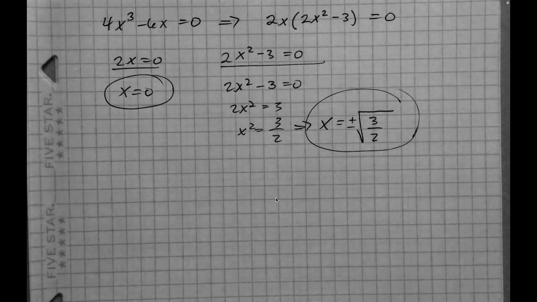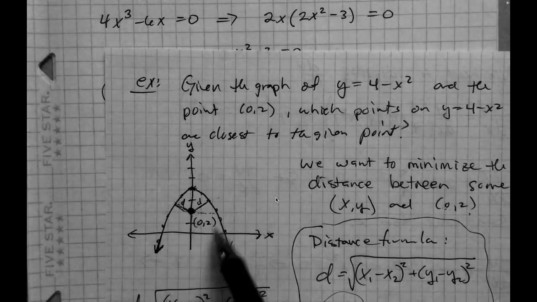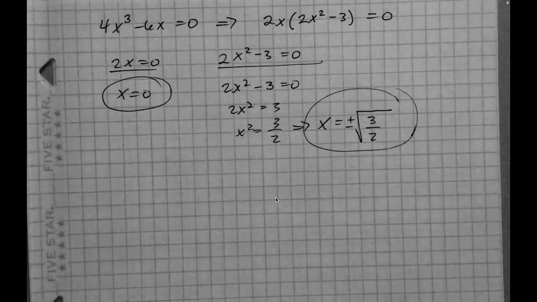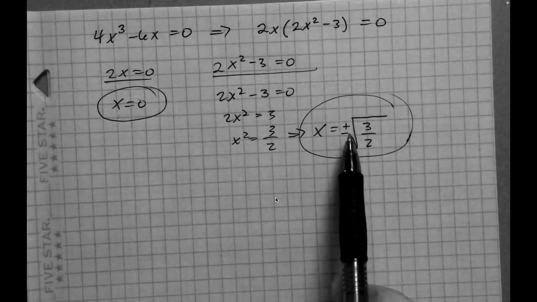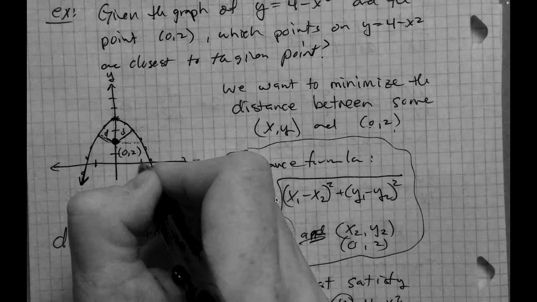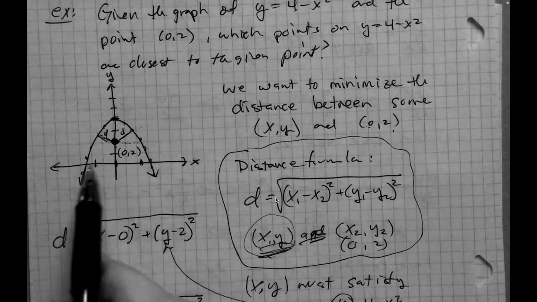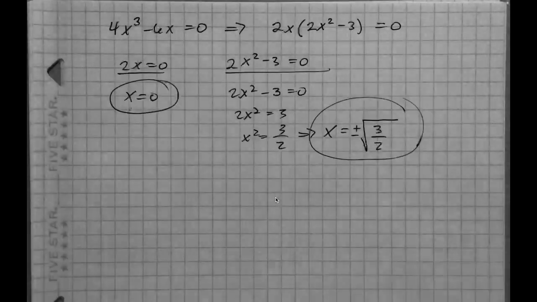But for this problem, each of these roots, 0, negative square root of 3 over 2, and positive square root of 3 over 2, those are all just potential x values. So there's 1, there's 1, there's 1. All right, which one of these produces the minimum? Well, that's what we'll try to figure out here.